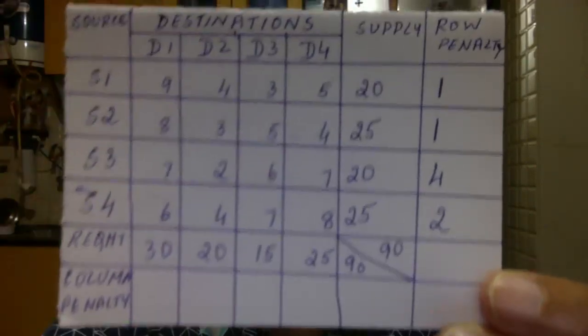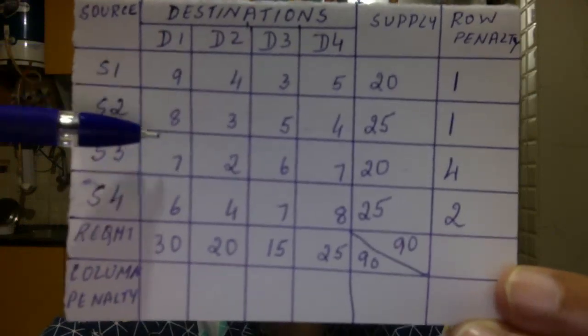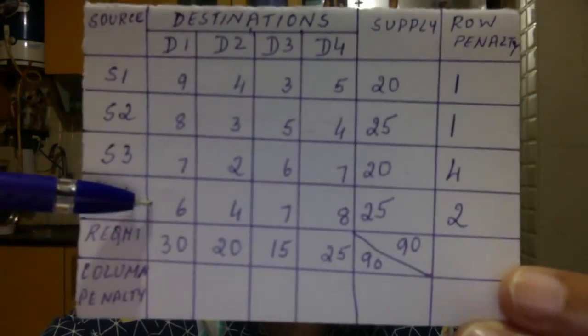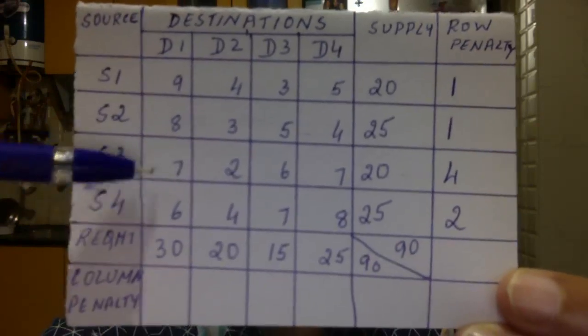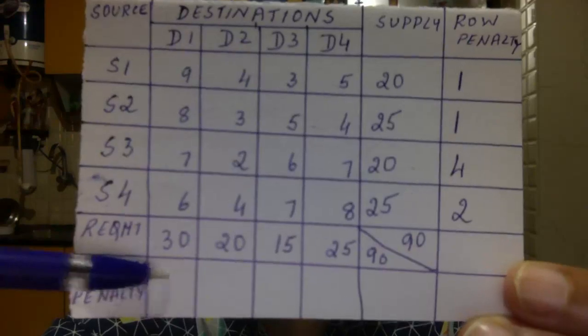Alright, so we come to the column penalties. The first column has 9, 8, 7 and 6. The least is 6. The next least is 7. So 6 minus 7 is 1. The column penalty here is 1.